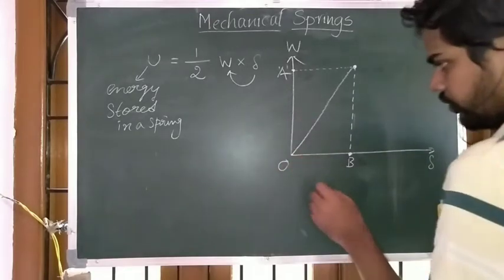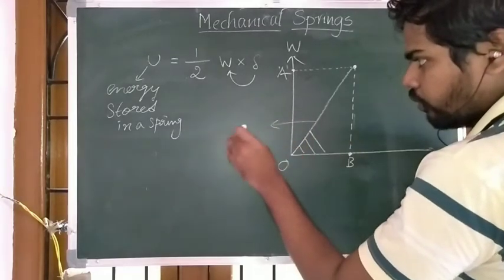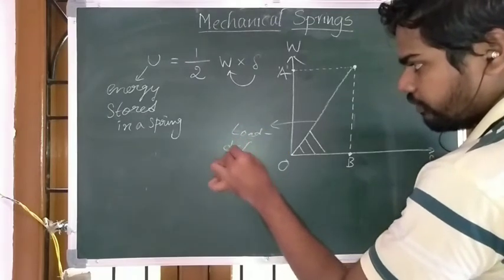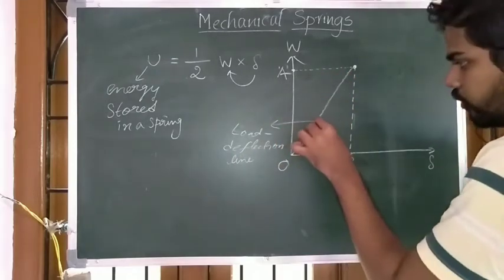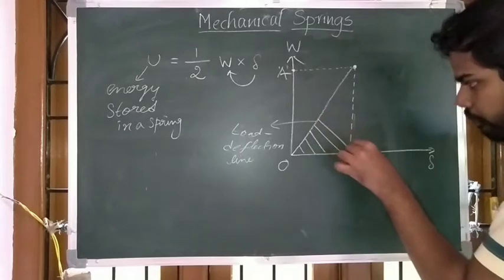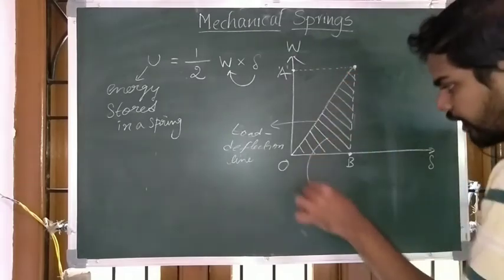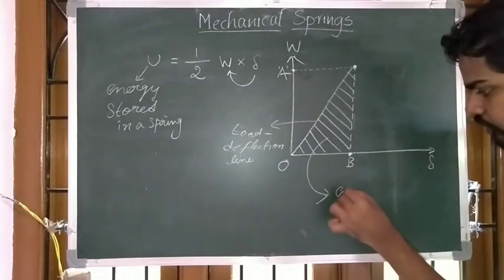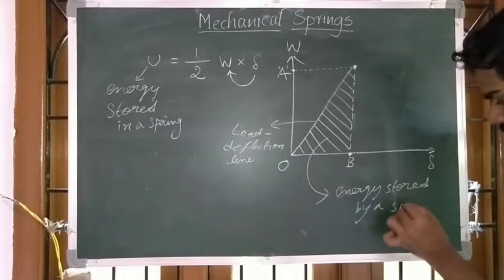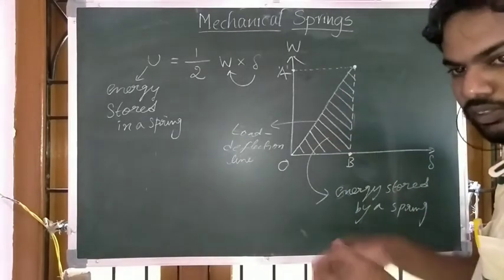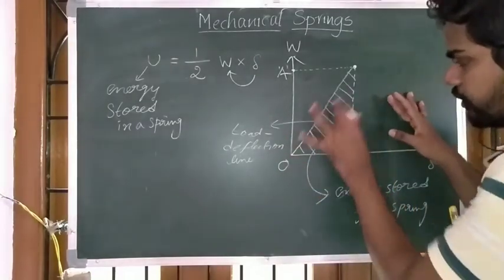Now, this line is known as the load deflection line. The area below this load deflection line represents the strain energy stored by the spring, or the energy stored by a spring. So this area is how much energy the spring has stored.